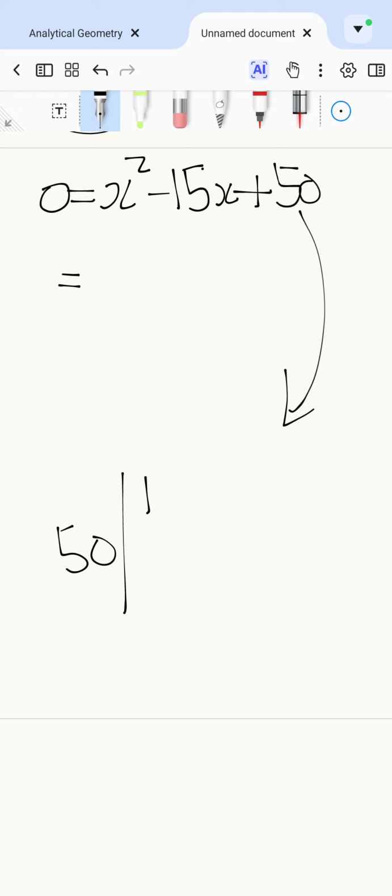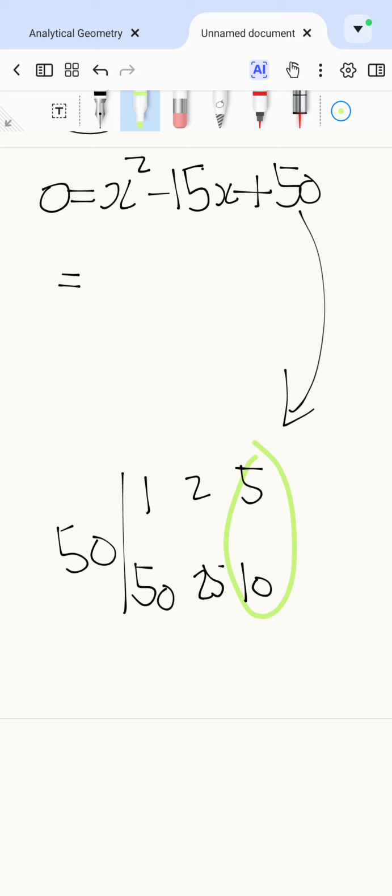So it's always 1 and 50 because 1 is a factor of everything. Can 2 go in there? Sure, 2 and 25. Can 3 go in there? No. Can 4 go in there? No. Can 5 go in there? 5 and 10. Is there anything else? That's enough. Okay, so let's go here.